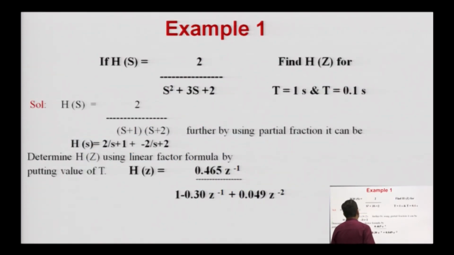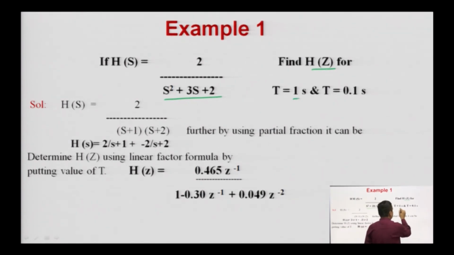Now, let us see a question here. The question is H(s) is equal to 2 upon s square plus 3s plus 2. Find H(z) by using this impulse invariant method if T is equal to 1 second or T is equal to 0.1 second. Generally, T is the sampling time interval, it is given in the question. If it is not given in the question, then you can assume capital T sampling time interval is equal to 1 second. So, it is no issue.